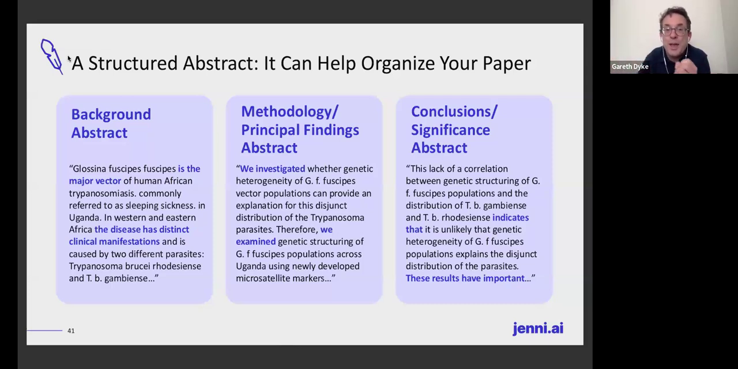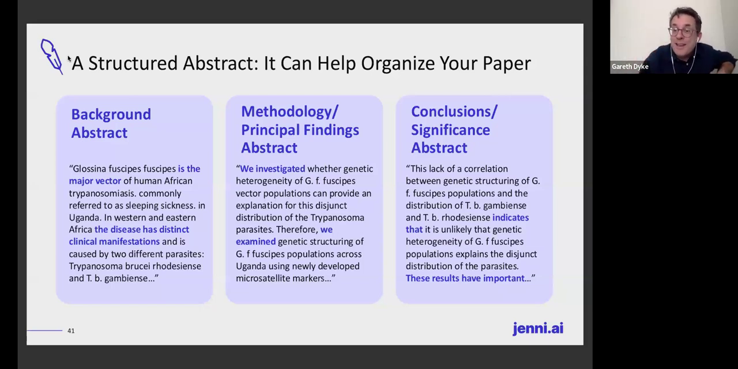Several different examples we have of this, but you've got a background abstract here, an abstract that gives you methodology and principal findings, and an abstract that gives you conclusions and significance. These go together, answering those 4 different questions, giving your abstract the structure that it needs to be understandable to everybody. So if your journal is not asking for a structured abstract, you can write one anyway by using our 4 questions, you can just delete the questions.